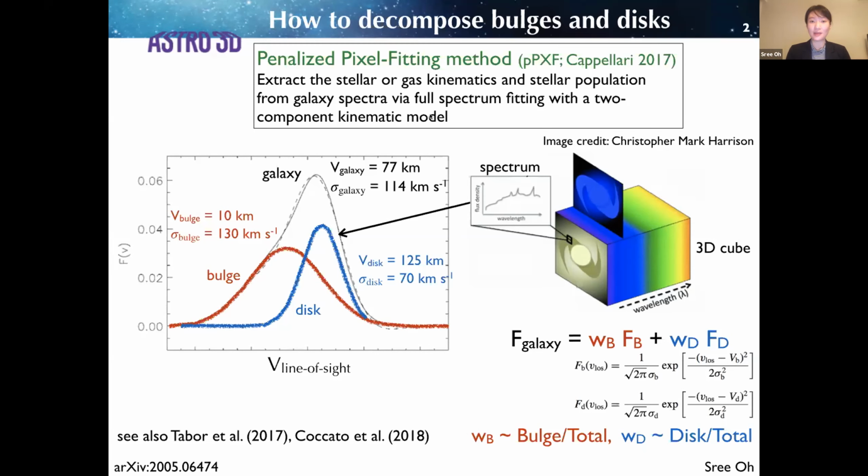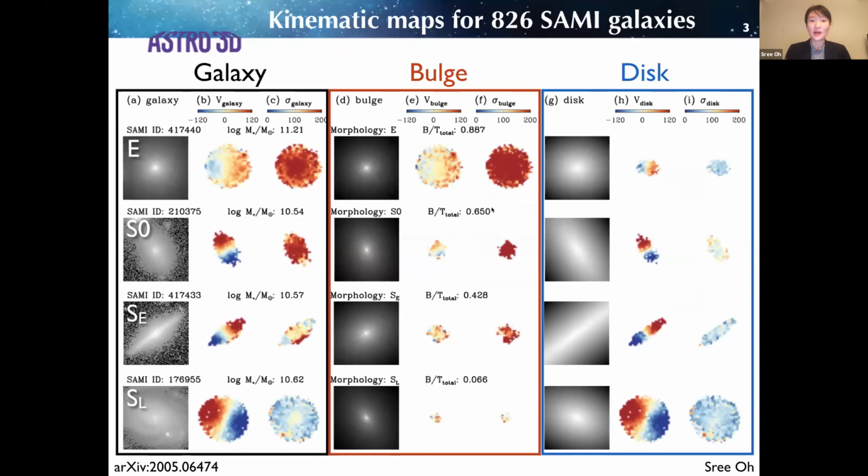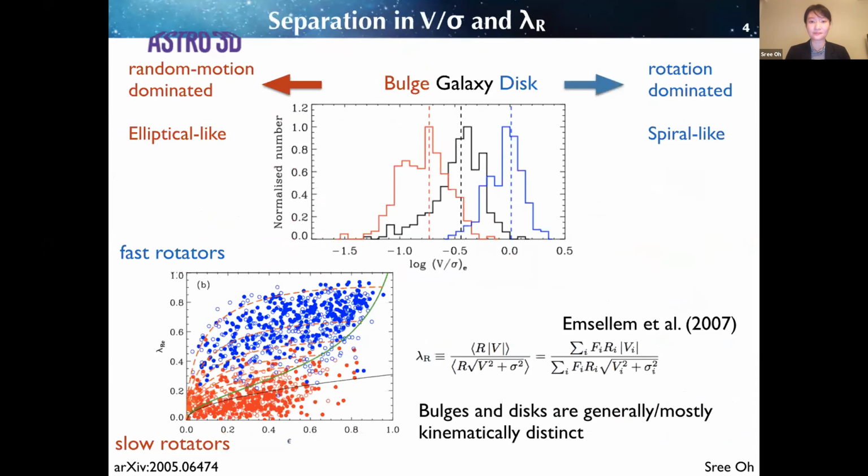Using this information, the penalized pixel fitting method simultaneously estimates the rotation velocity and the velocity dispersion of the bulge and the disk components. I succeeded in decomposing the bulge and disk kinematics for 826 SAMI galaxies. This is the largest sample for spectroscopic bulge-disk decomposition, and also the first sample including all morphological types from ellipticals to late spirals.